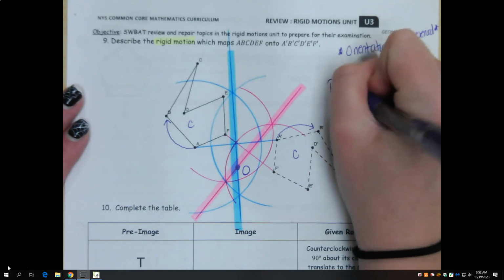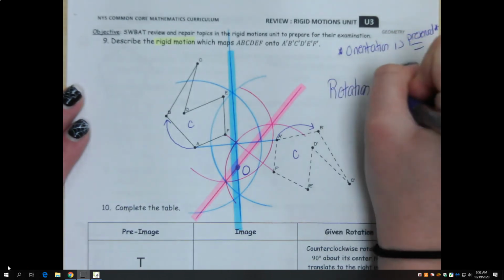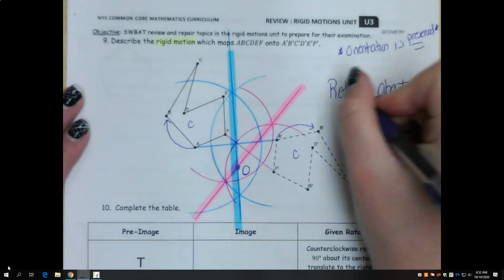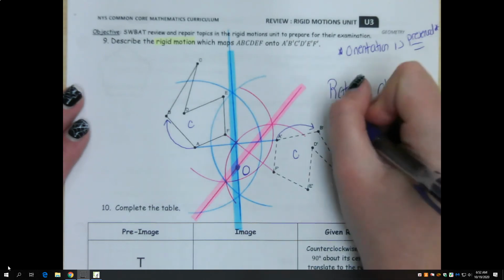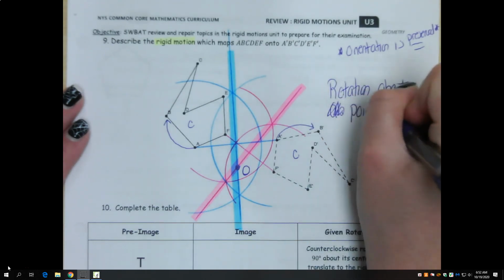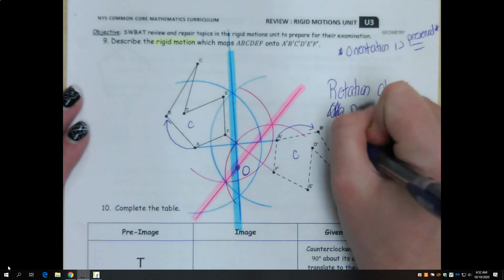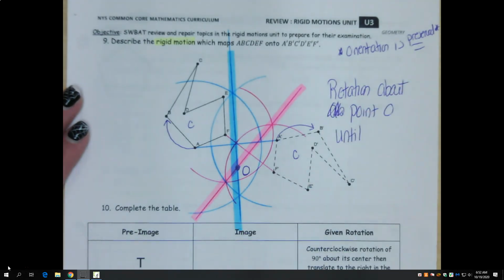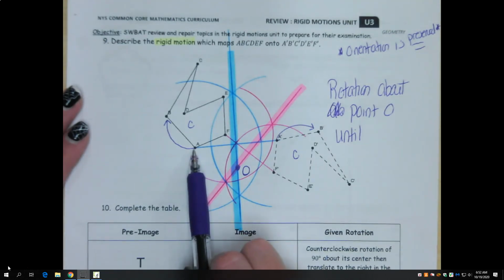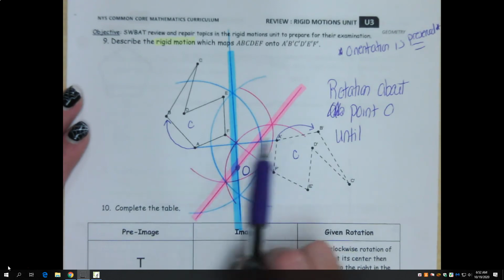I know that this is a rotation. The center is point O, so I'm going to say it's a rotation about point O. And since I'm not on the coordinate plane, I'm not going to say it's a rotation of 180 degrees or 60 degrees. I'm going to say it's a rotation about point O until, and I just have to pick one pair of corresponding angles that will map one onto the other. So I'm going to say until angle A maps onto angle A prime, because again, I know they correspond.